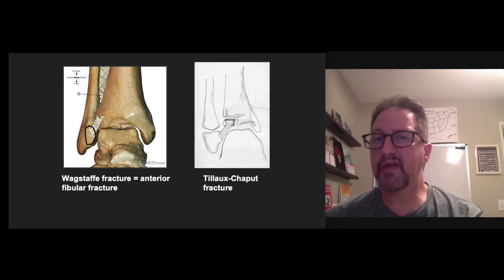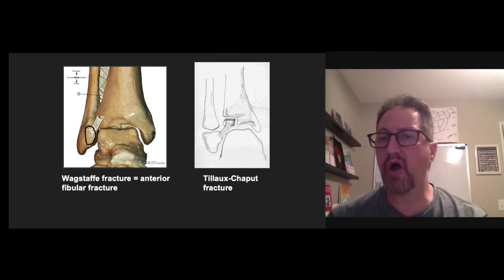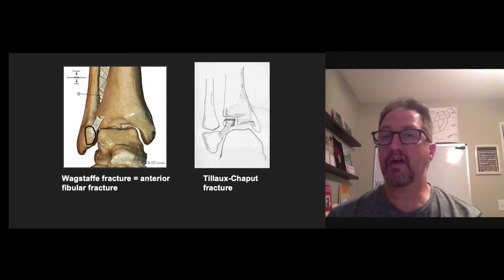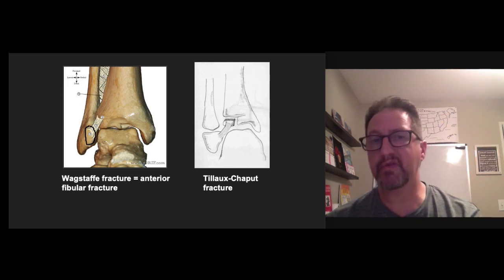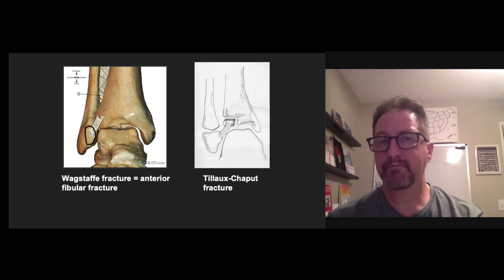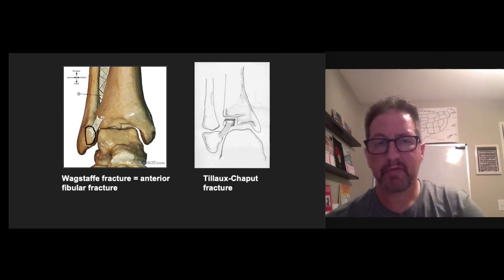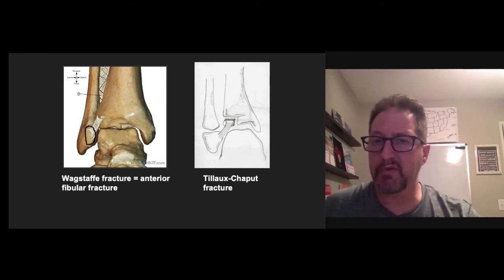If the anterior inferior tibiofibular ligament were to pull off a piece of the fibula, that piece is called the Wagstaffe fracture. If, on the other hand, the anterior inferior tibiofibular ligament pulled off a piece of the tibia, then that is called the Tillaux-Chaput fracture. So just two little extra fractures that you would be watching out for.